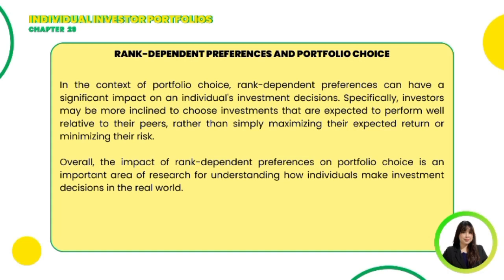This decision may be driven by the investor's desire to achieve a higher rank within the social group or to avoid the negative social consequences of underperforming. Moreover, rank-dependent preferences can also affect how investors react to changes in the performance of their investment. If an investment that was previously ranked highly experienced a drop in performance, investors may be more likely to sell the investment to avoid the negative consequences of holding a lower ranked investment.